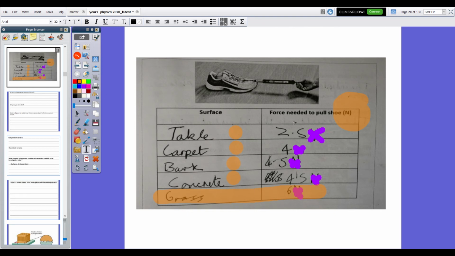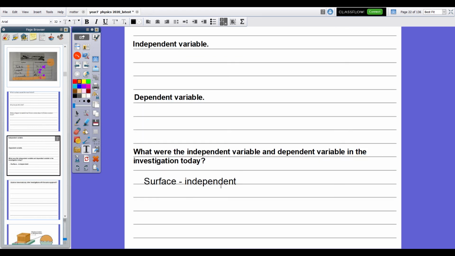So the force needed to pull the shoe, or in fact the friction, which was what the force board needed to pull the shoe, was the dependent variable. So you can either have a couple of things down here. You could write down the force required to pull the shoe, and that really in effect was our way of measuring the friction, and that was the dependent. Very good. So make sure you're clear on that.